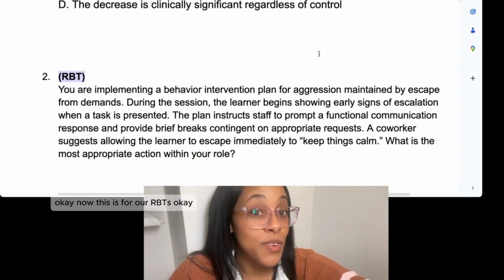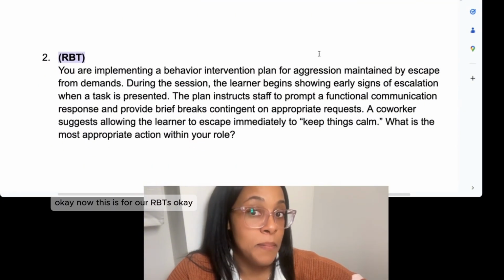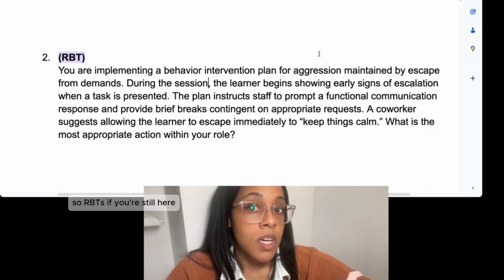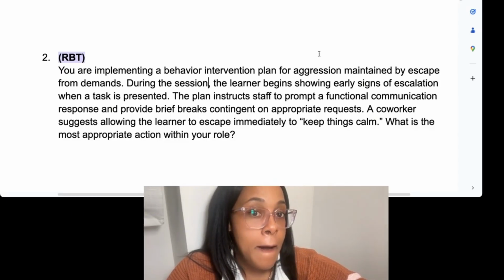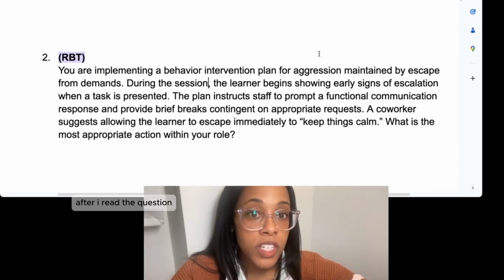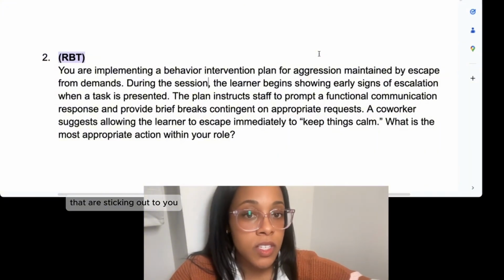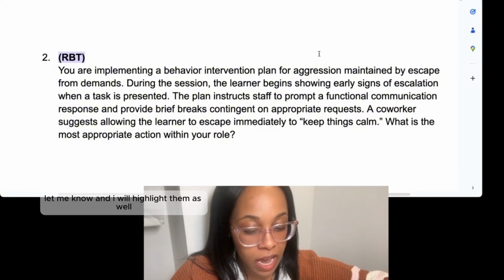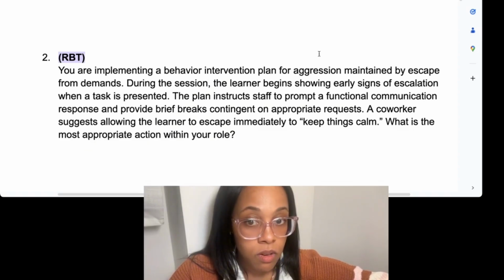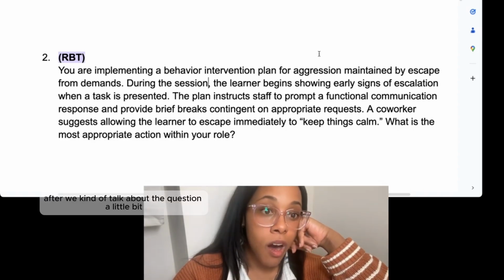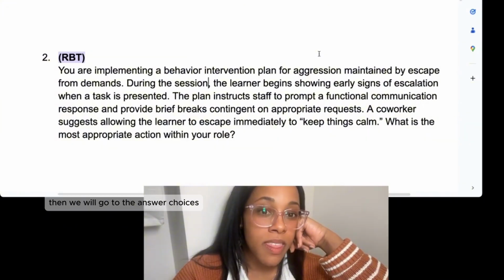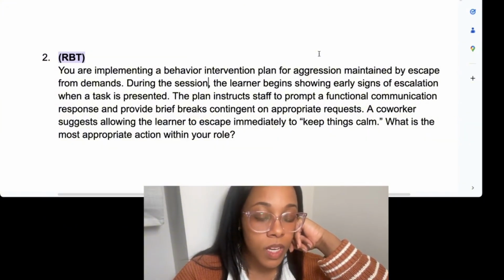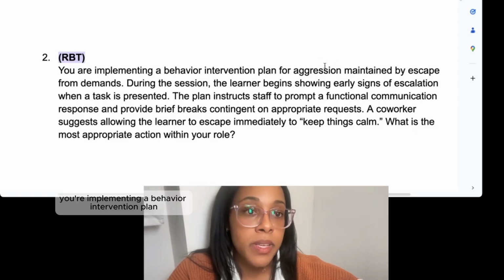Okay, now this is for our RBTs. So RBTs, if you're still here, after I read the question, if there are keywords or phrases that are sticking out to you, let me know and I will highlight them as well. And then after we talk about the question a little bit, we will go to the answer choices. You're implementing a behavior intervention plan for aggression maintained by escape from demands.